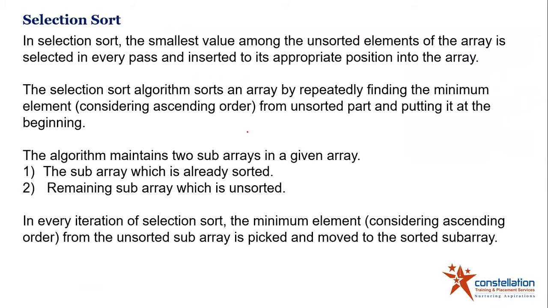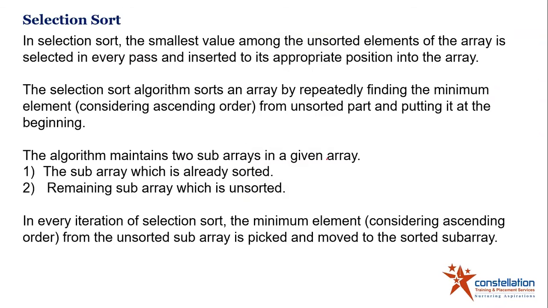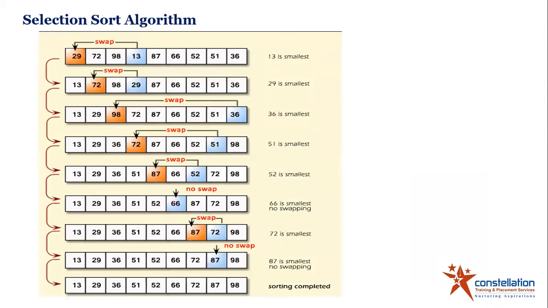Now let us try to understand selection sort in a quick way. In selection sort, basically the smallest value among the unsorted array is selected in every pass and inserted in its appropriate position. So here you will see there are basically two kinds of sub arrays produced: one is the sub array which is already sorted, and the remaining sub array which is unsorted. Let us look at this.